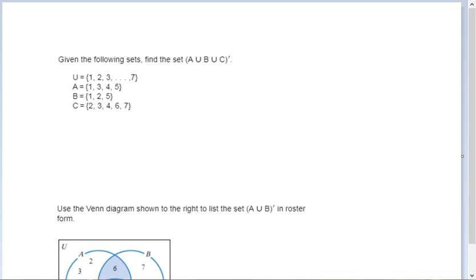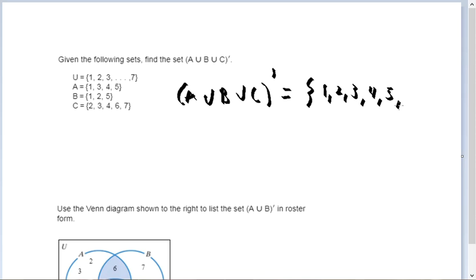Alright, if we take a look at this problem here, we're going to be looking to find A union with B union with C, and then we take the complement of it all. So if we put all these together for A union with B and C, I'd have 1, 2, 3, 4, 5, 6, 7. That's everything. If we union them together, we have 1, 2, 3, 4, 5, 6, and 7.